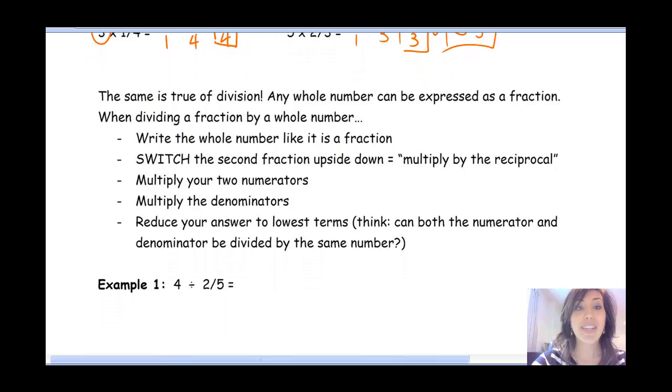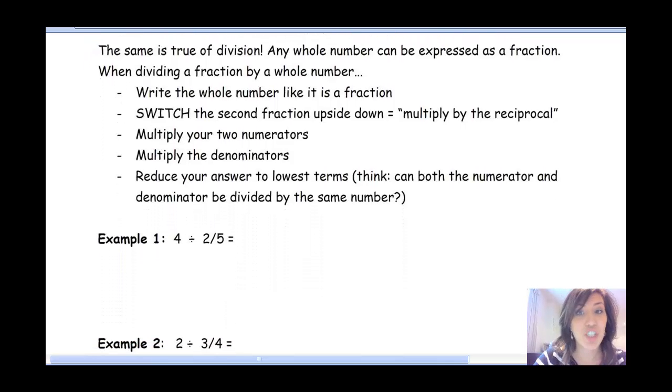So this is really nice because the same is true of division. Any whole number can be expressed as a secret fraction. So when you want to divide a fraction by a whole number, first write the whole number like it's a fraction. Let's use example 1, 4 over 1 divided by 2/5. Step 2 says switch the second fraction upside down. This is called multiplying by the reciprocal.